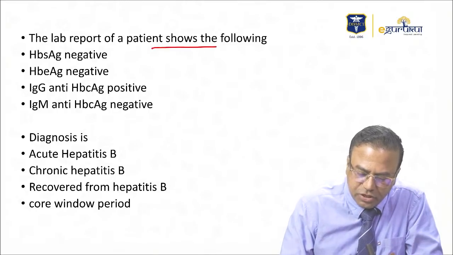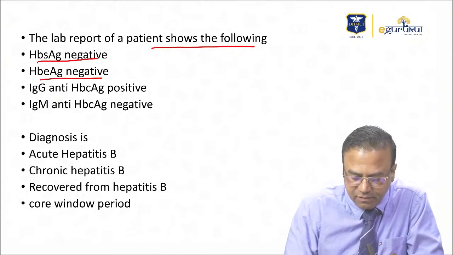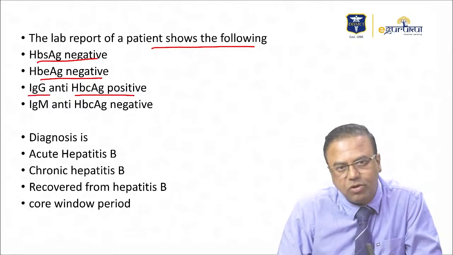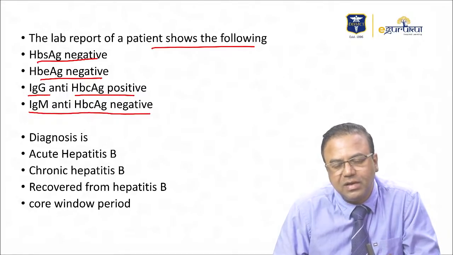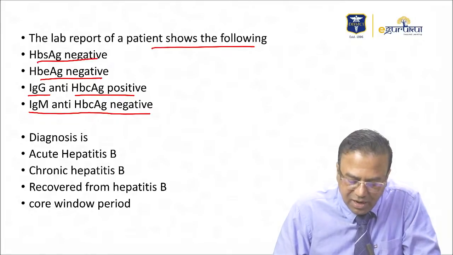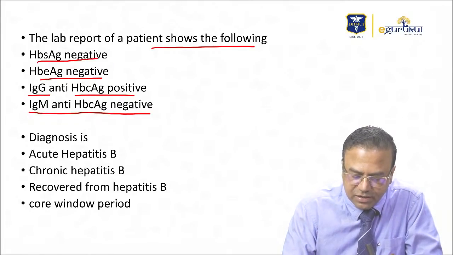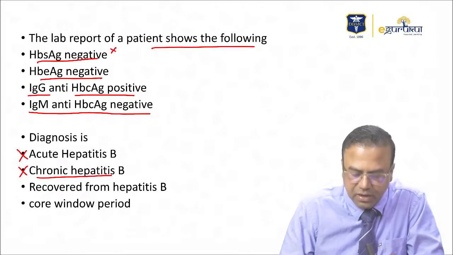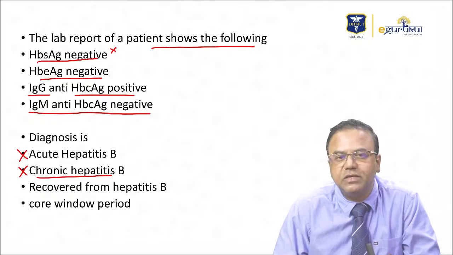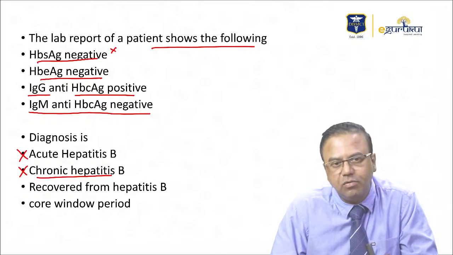The lab report of a patient showed the following: surface antigen negative, HBe antigen negative, IgG anti-HBc positive, IgM anti-HBc negative. Now, this is, I think, pretty straightforward. To call it chronic hepatitis B, surface antigen has to be present. Once you say surface antigen is negative, then this cannot be a chronic hepatitis B patient. It cannot be an acute hepatitis B patient either. In acute and chronic hepatitis B, surface antigen is the main thing. It has to be present. If it's not there, they are out.